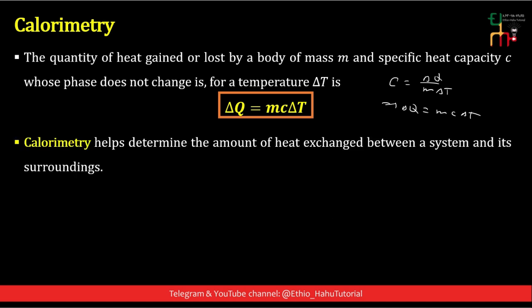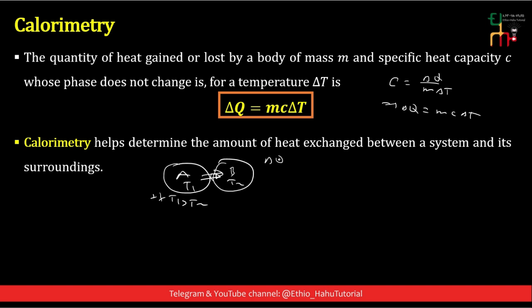Calorimetry helps determine the amount of heat exchanged between a system and its surrounding. When two systems at different temperatures are brought in contact, say system A and system B, A at temperature T1 and B at temperature T2, if T1 is greater than T2, system A loses thermal energy and system B gains thermal energy. Assuming that there is no loss of thermal energy to the surrounding, the amount of heat lost by system A is the same as the amount of heat gained by system B.